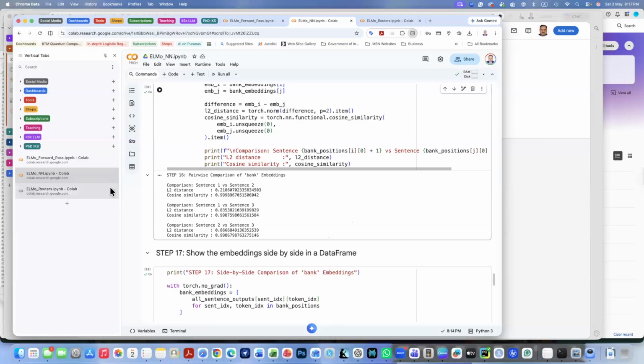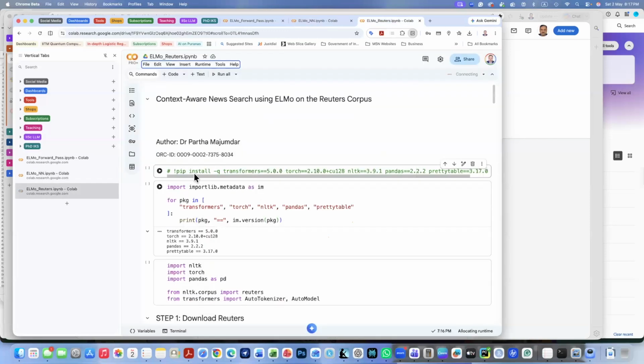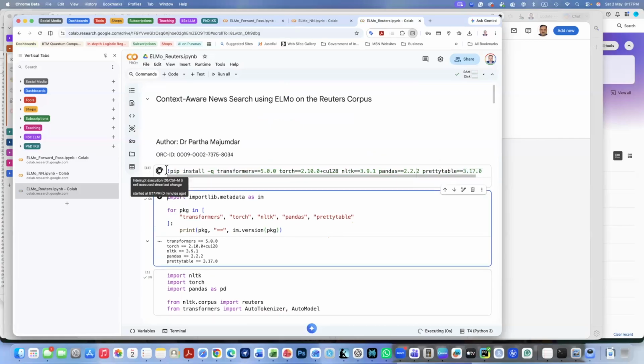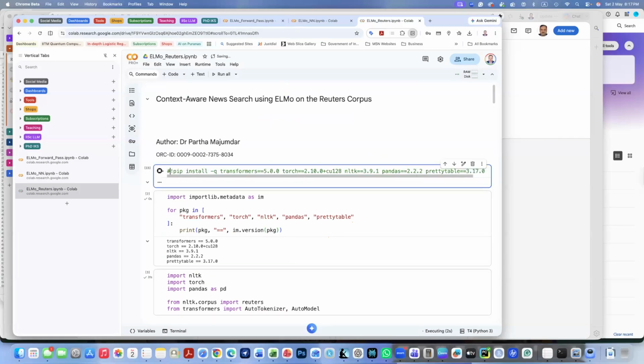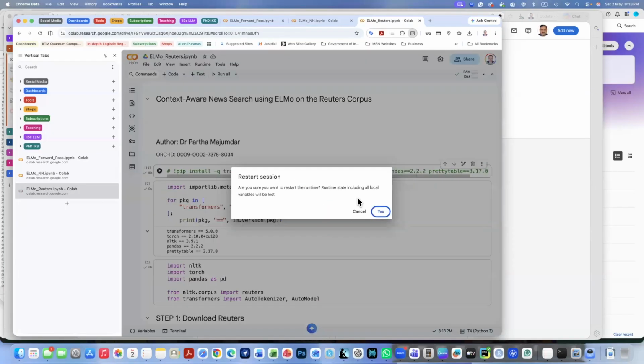So what I've done is that I have taken the... Oh, this got disconnected. Let me just reinstall the libraries. Just give it a little bit of time. Okay, done. Now I restart.